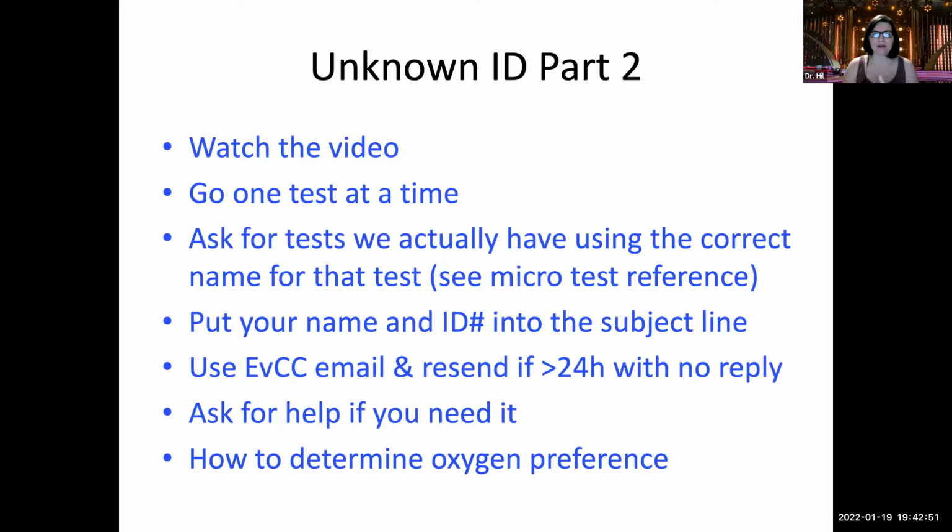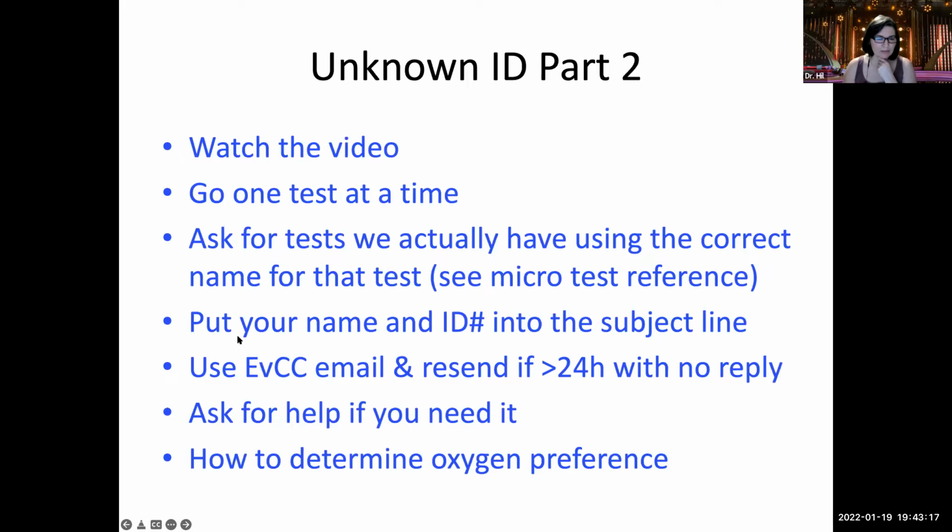The dichotomous key you're going to follow for part 2 is a decision tree. Go one test at a time. For each decision point, it's going to direct you down one path or the other. So once you're down that one path, you don't have to go back to the other side. When you request a test, make sure it's one we actually have and use the correct name for the test. There's a document called the micro test reference. That's what you will check to see if the test is available and what to call it.